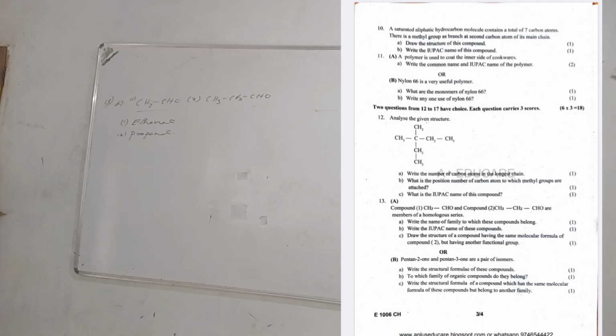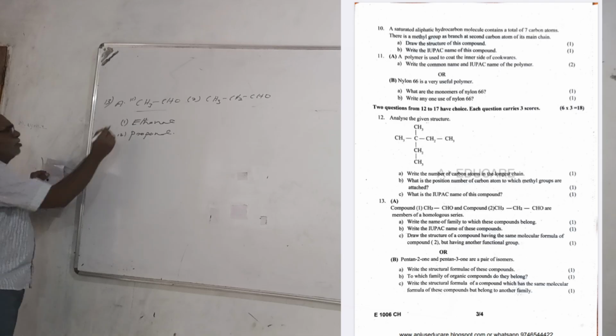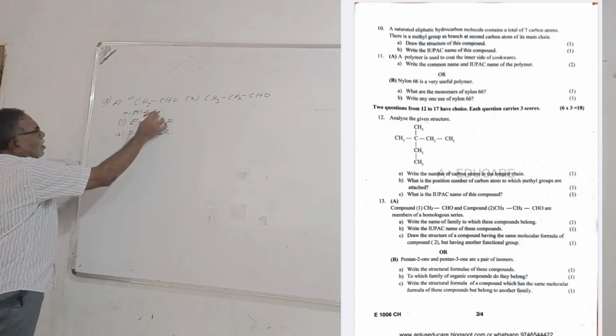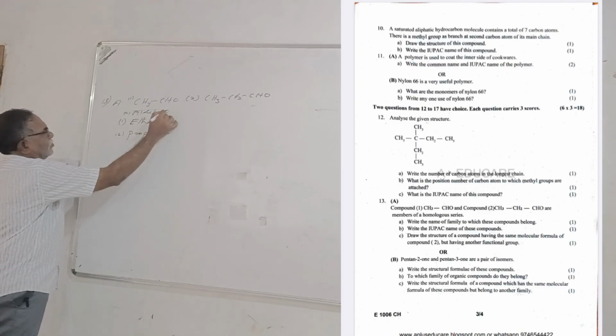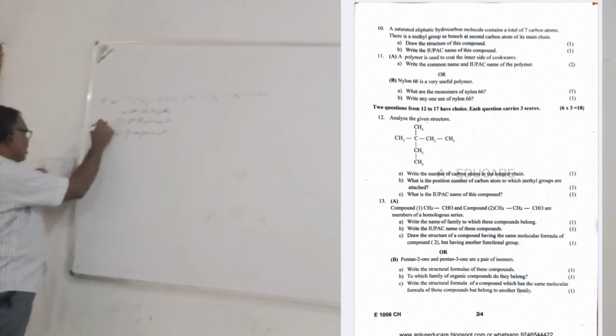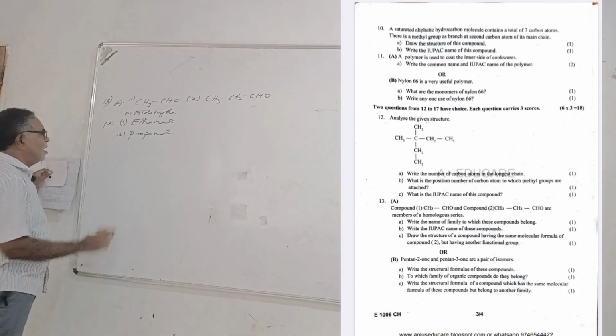So the family to which it belongs is aldehyde. Question: name the family to which these compounds belong. Question A, that is aldehyde. Question B, first one is ethanol, second one is propanol.